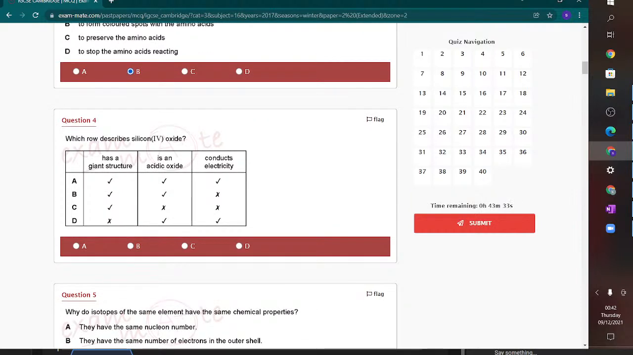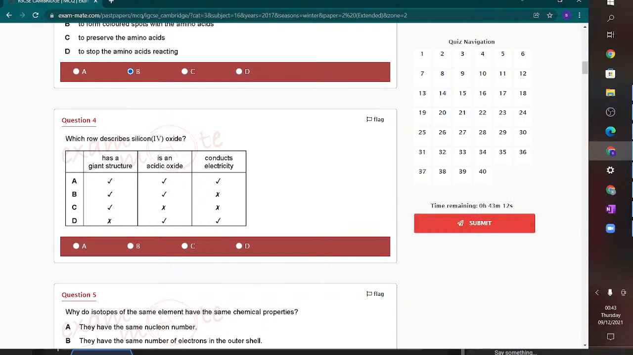Which row describes silicon oxide? Silicon oxide has a giant structure, is an acidic oxide, conducts electricity. Silicon oxide is a tetrahedral structure, that means it is a very giant structure, so that's correct. Acidic oxide because silicon is a non-metal, right? Yeah, it's a non-metal, so that's correct.